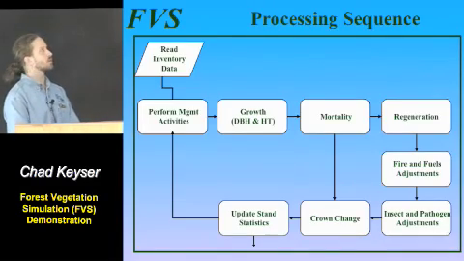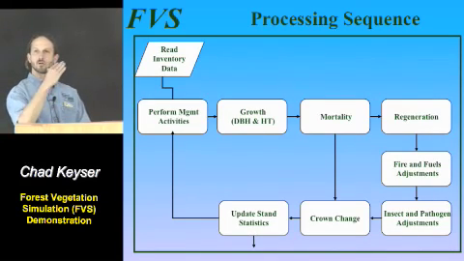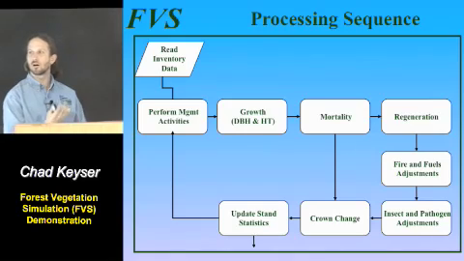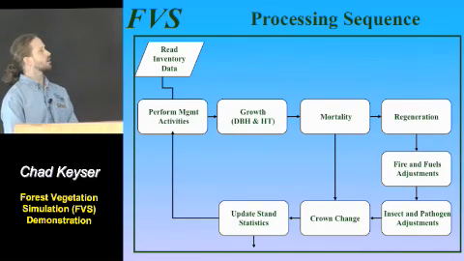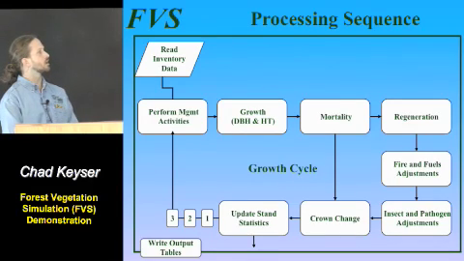In terms of the processing sequence of FVS, the first thing it does is to read inventory data. And during that time, it does that self-calibration process where it looks at growth measurements that you've provided and calibrates its growth routines based on that. Once it does that, FVS goes through a process of growing the trees for specific periods of time, what we call FVS growth cycles. And during each cycle, what FVS does is it goes ahead and performs the management activities, it grows the trees, it kills some trees off based on density-related mortality, updates the crown of trees, and then it updates the stand statistics. And at the end of the projection, it writes some output tables for you to view.